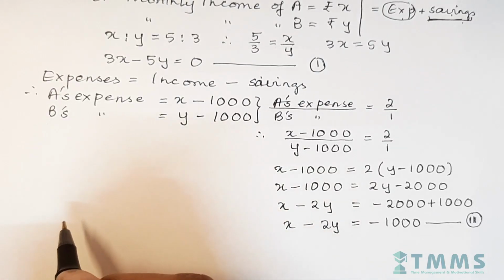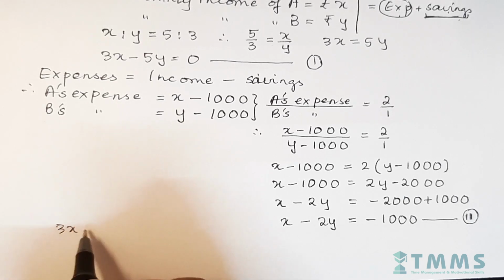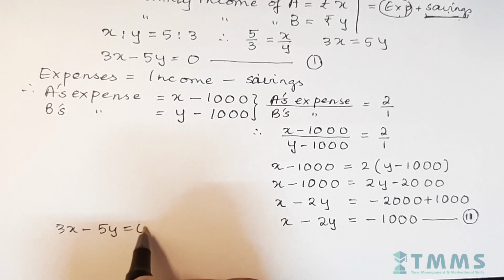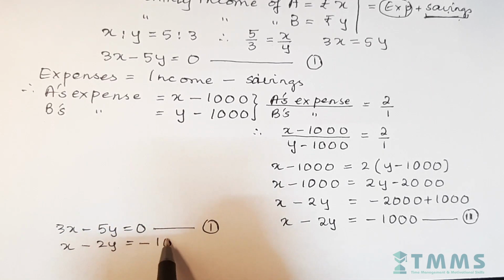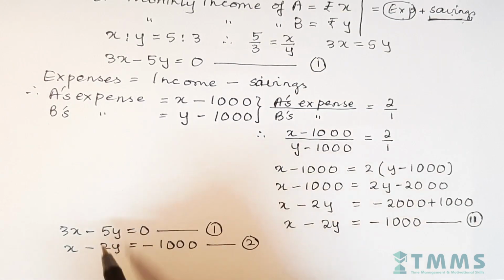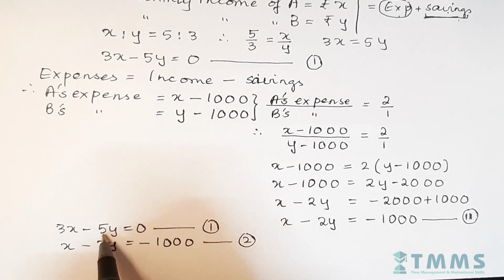Let us write our two equations together. Our first equation is 3X minus 5Y equal to 0. And the second equation is X minus 2Y is equal to minus 1000. Now let us eliminate our Y. Now this is 5Y, this is 2Y. So we will take the common multiple of Y, which will be 10. In order to get 10, this must be multiplied by 2, this must be multiplied by 5.